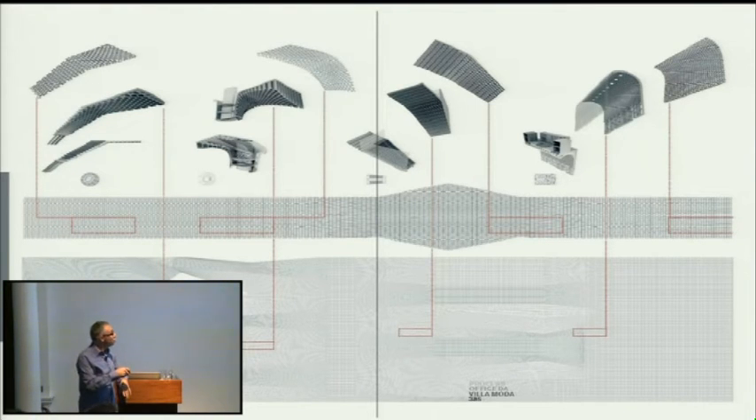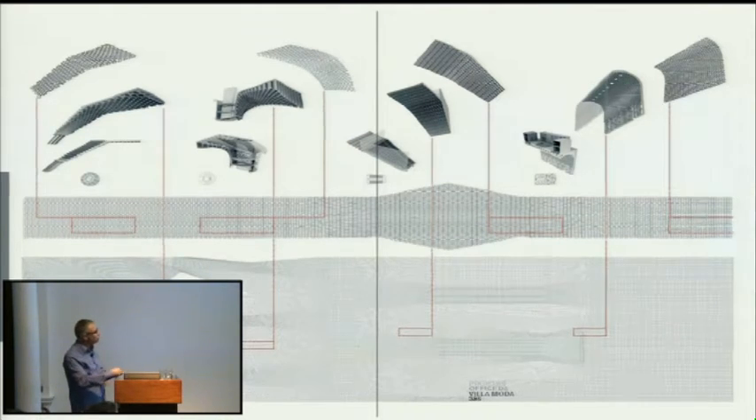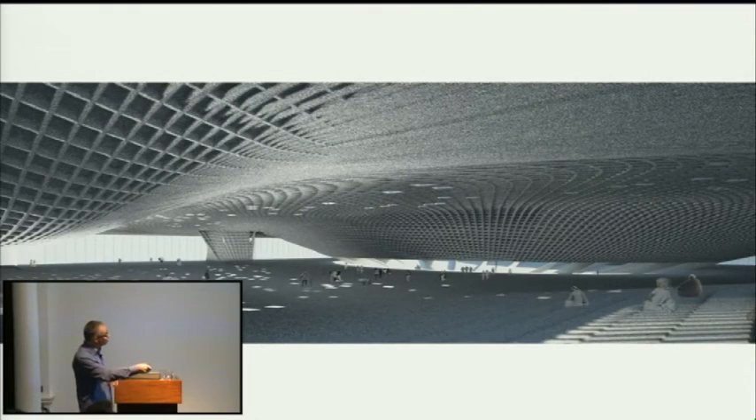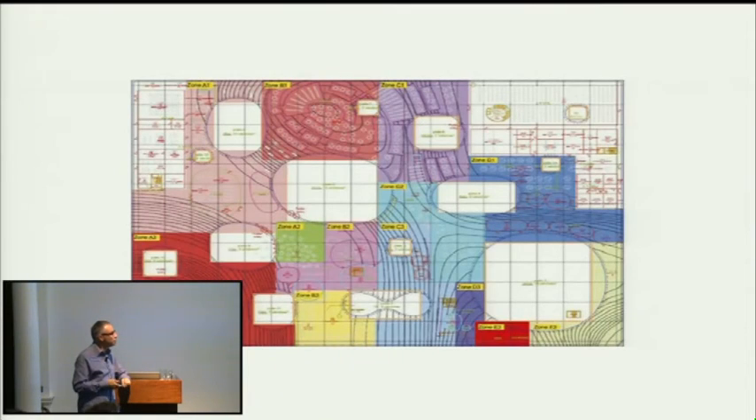And the coffering system goes through a very subtle series of transformations to create that smooth set of transitions, again, to create the landscape-like condition of the roof, but again, done through very, very precise design operations at the level of detail.